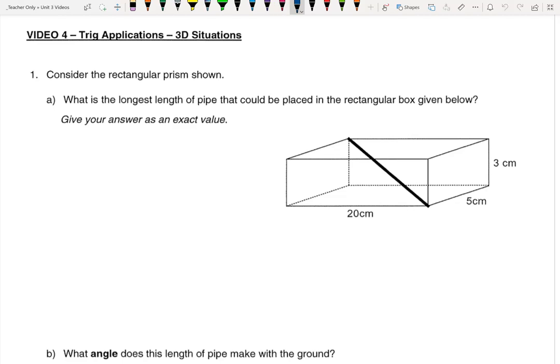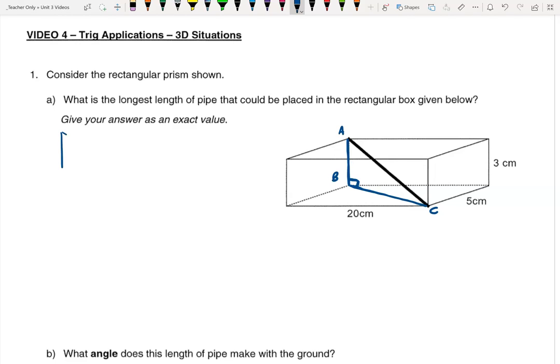So in a 3D situation, we're going to create a triangle with that vertical outer length. I'm going to call that from point A to point B, and from B along the base of that rectangular prism to our point C. This, in fact, is a right angled triangle because we're using the base of the prism and the vertical height of the prism and just creating that hypotenuse, that longest side.